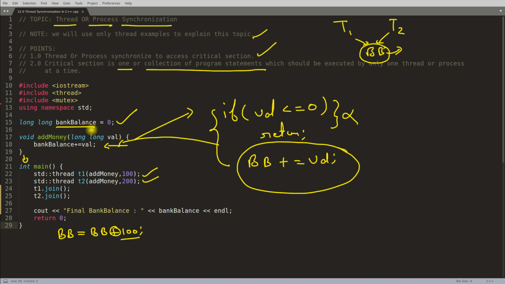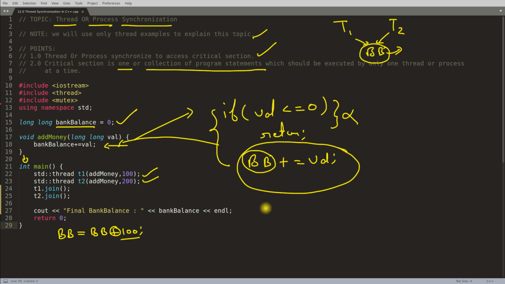Here bank balance is common between these two threads, so this will become the critical section. This value 100 and 200 is actually local to these two threads, T1 and T2, but this bank balance is actually common. And wait a minute, I said if it is common then it is a critical section, but wait a minute, it's not a critical section if you are just reading the value of that variable.